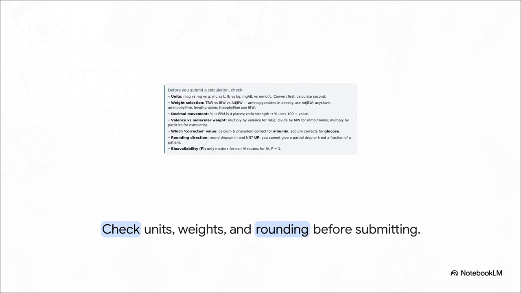Did you check if you need to correct your calcium or phenytoin levels because the patient has low albumin? Are you correcting your sodium for high glucose? And finally, did you remember that for IV routes, bioavailability F is always 1, and that for drop rates and NNT, you always round up?